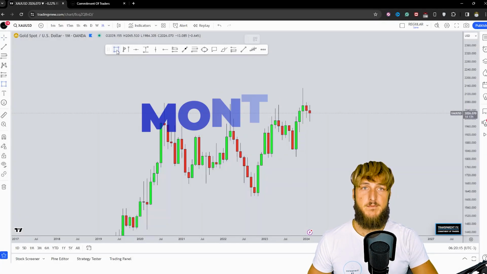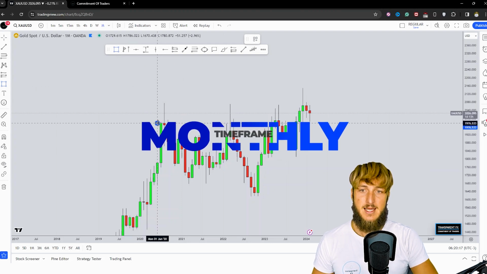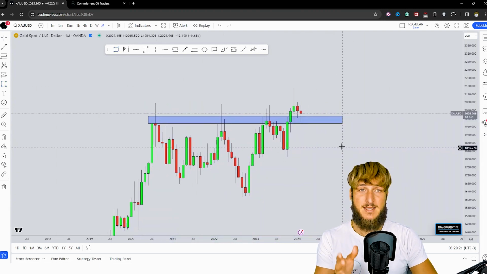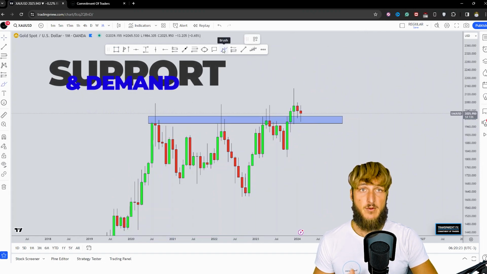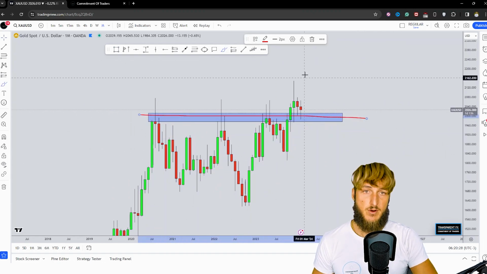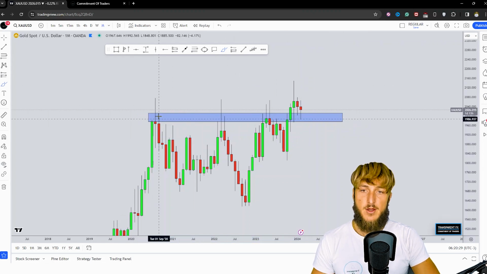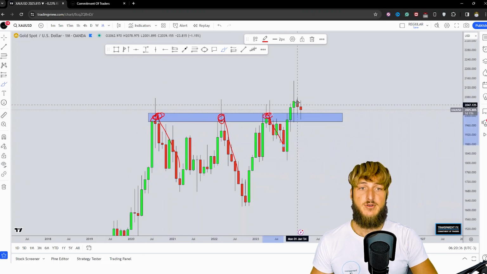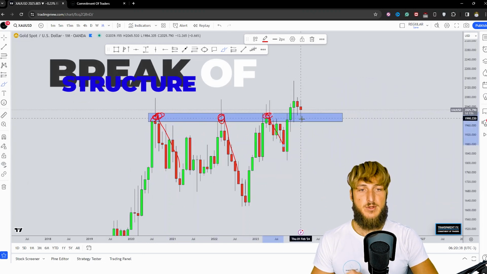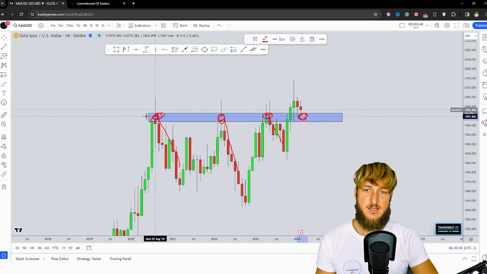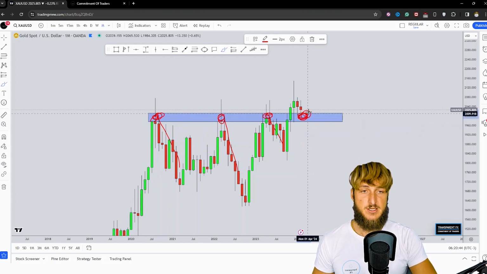Starting here from the monthly time frame, what we can see is that at the moment we have a market which is testing a quite strong monthly support and demand area. In fact, this level has been acting as historical structure for quite some time, first acting as resistance here, preceding all these rejections to the downside, and then after the market broke it to the upside with this impulse, it was turned support here. And at the moment, the market is testing this previous monthly resistance turned support.